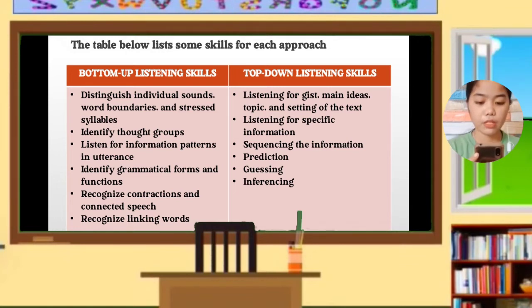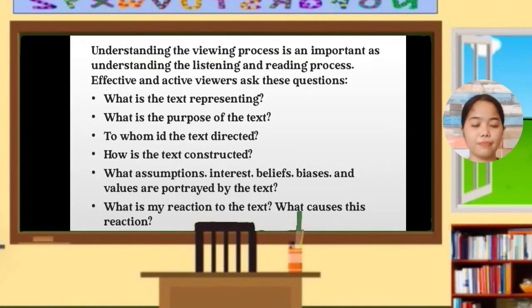In top-down listening skills, we also have 6 examples of some skills. So we have listening for gist, main ideas, topic and setting of the text, listening for specific information, sequencing the information, prediction, guessing, and the last one is inferencing. So those are the list of some skills for each approach.